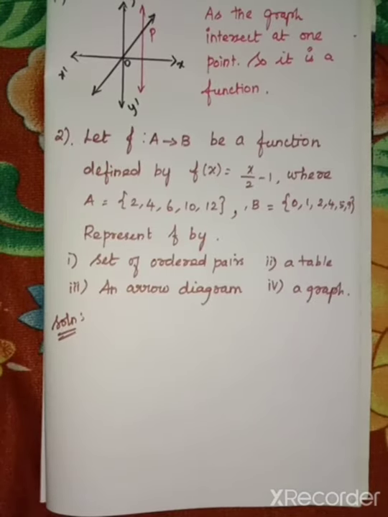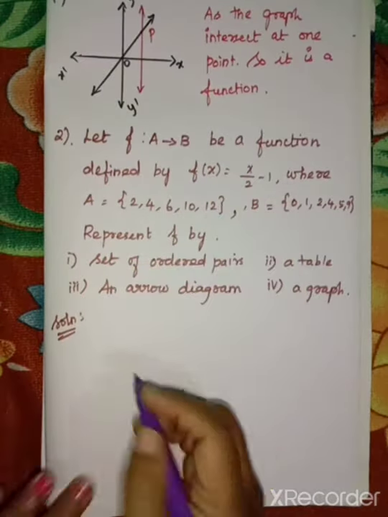Second question. Let f from A to B be a function defined by f of x equal to x by 2 minus 1, where A equals the set {2, 4, 6, 10, 12} and B equals the set {0, 1, 2, 4, 5, 9}. Represent f by a set of ordered pairs, a table, an arrow diagram, and a graph. So we want to find the representation of a function. For that, we want to know which element is the image of each element, because the function is f from A to B.